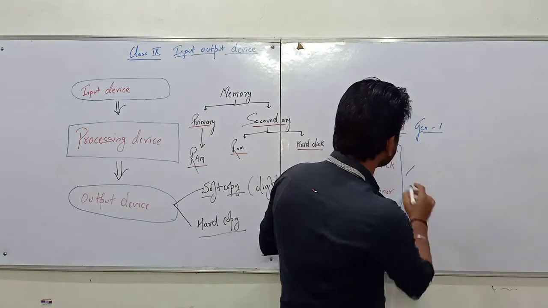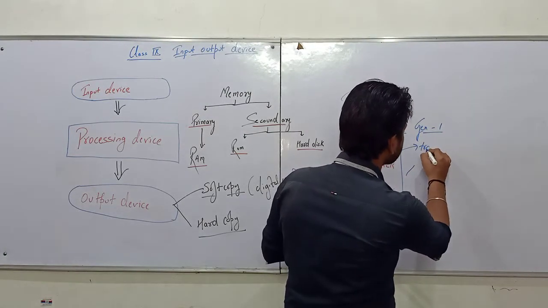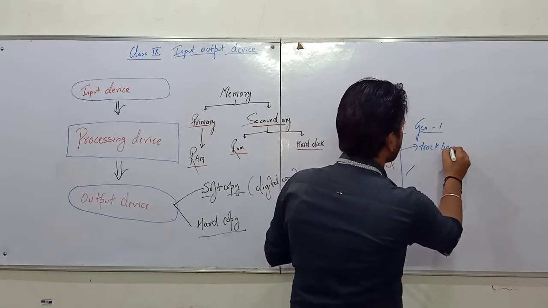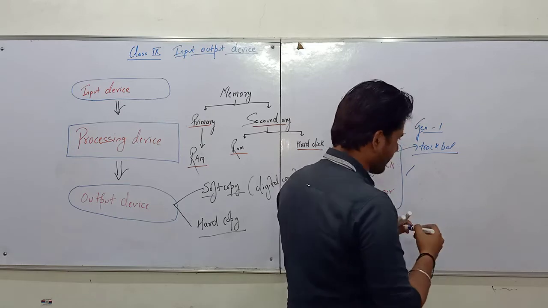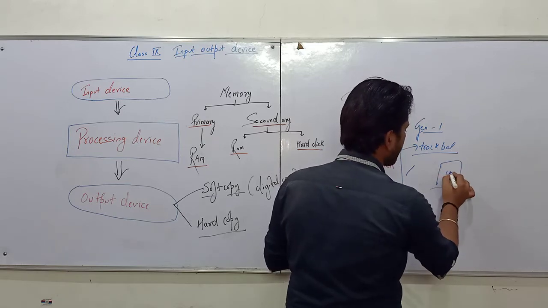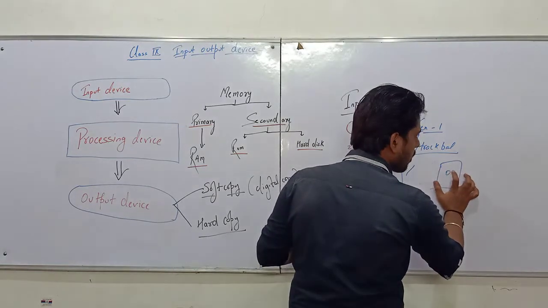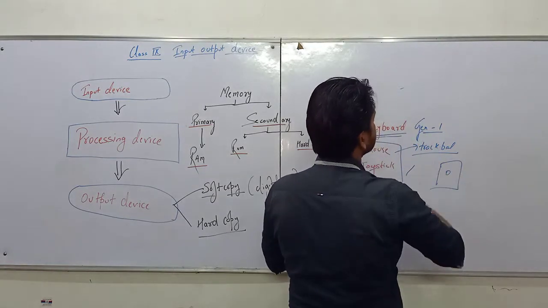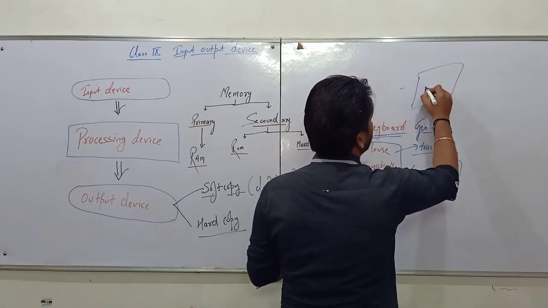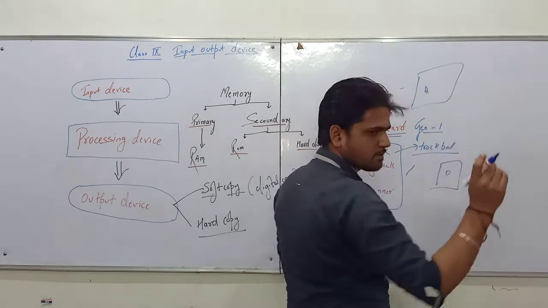Earlier, the mouse was used with a trackball system where the mouse was fixed. A ball-like structure was there at the top, and we were using our finger to roll the ball, and the pointer on the screen used to move from one location to another.